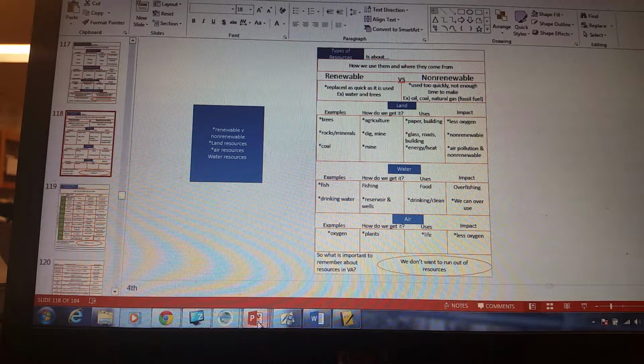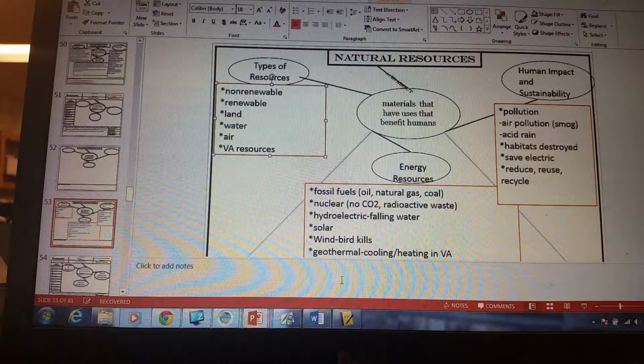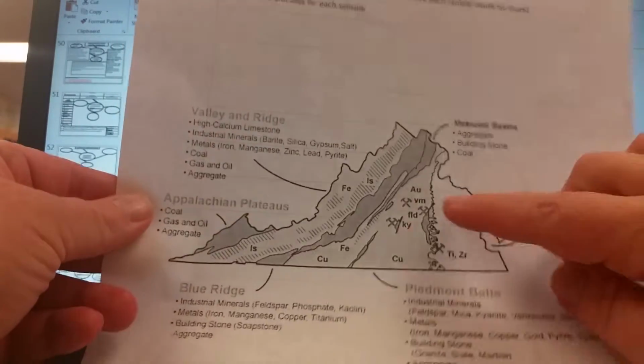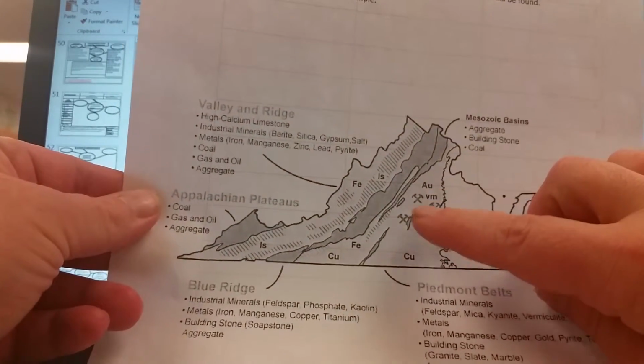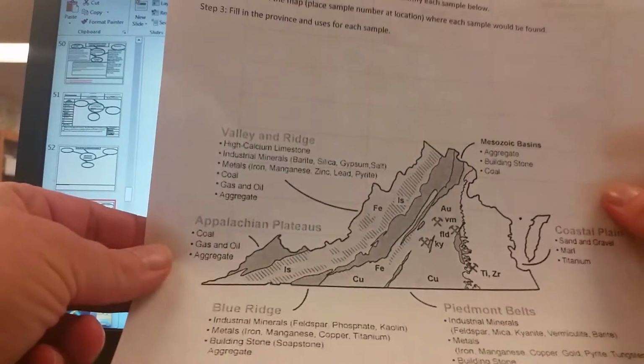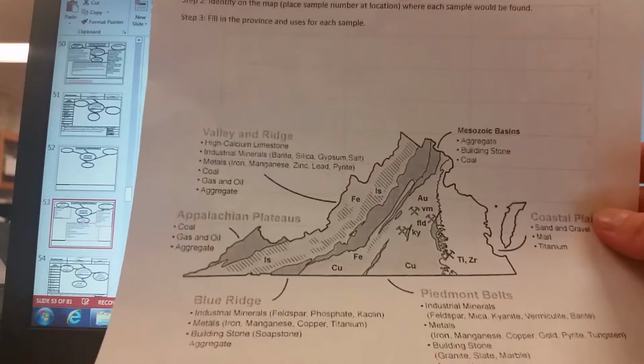Now, the second part, if you recall when you look at your expanded map, would be Virginia resources. We did two things with Virginia resources. We did the lab where we looked at the Virginia map and tried to determine which resource was where: what the resource was, which province had it, and what we would use it for. You want to have a good idea. The big thing for Virginia is that we have a lot of gravel and things for roads in the Piedmont, and of course coal in the Appalachian Plateau. That's the big emphasis, but you want to be familiar with this activity.